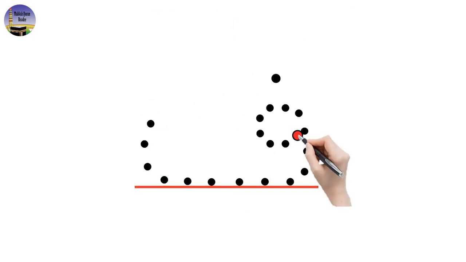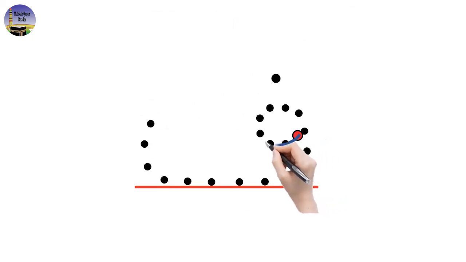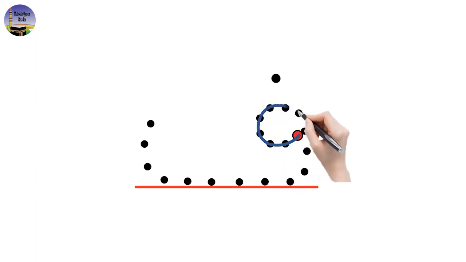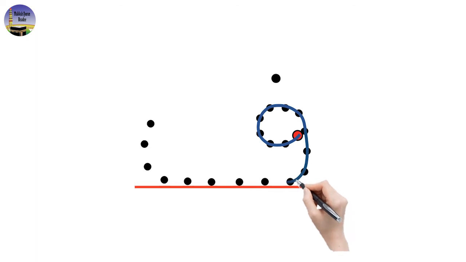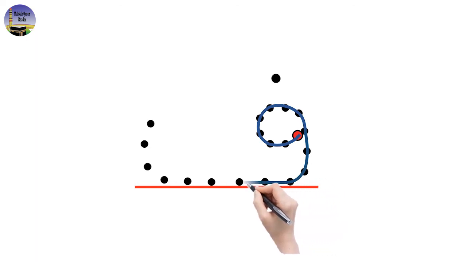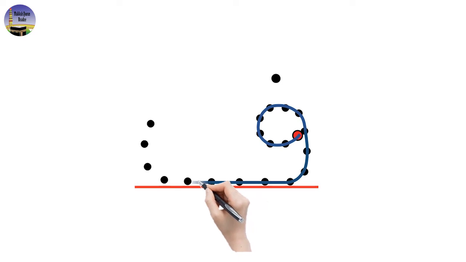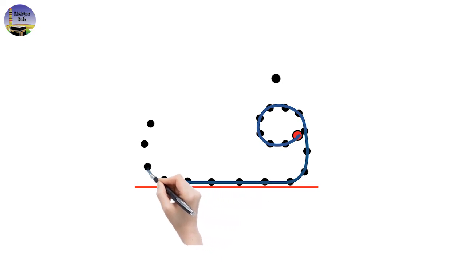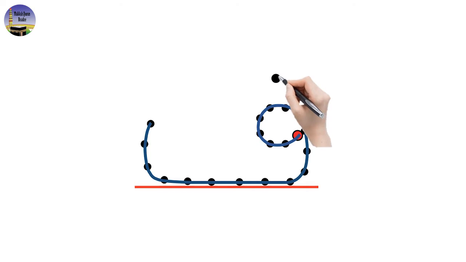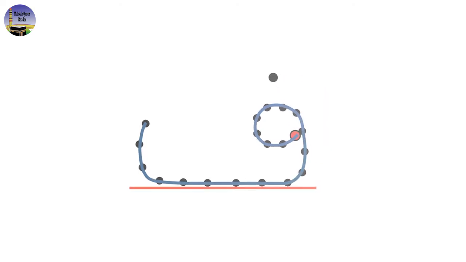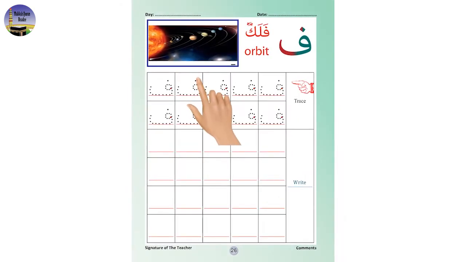Next one. Start from the red dot. Make a small circle. Make a curve. Touch the red line. Then go left. Make a small curve and put one dot above the letter. Fa. Fa for falakun. Falakun means orbit.